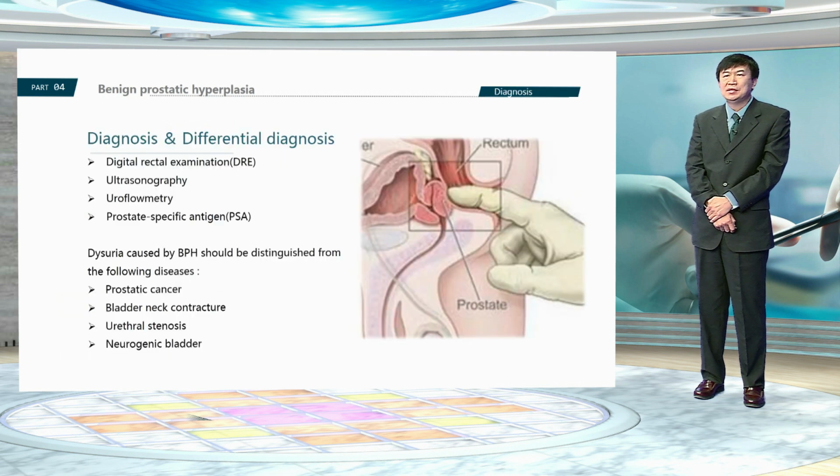The diagnosis can be made based on the typical clinical manifestations and the digital rectal examination, serum prostate-specific antigen, ultrasonography, and uroflowmetry. Dysuria caused by benign prostatic hyperplasia should be distinguished from the following diseases, such as prostate cancer, bladder-neck contracture, urethral stenosis, and neurogenic bladder.